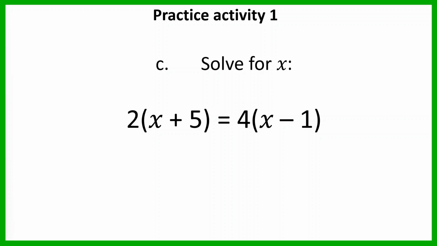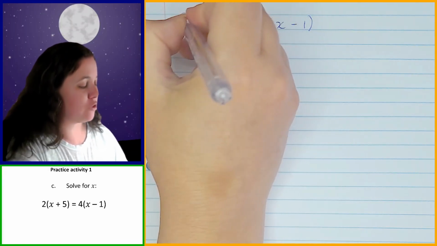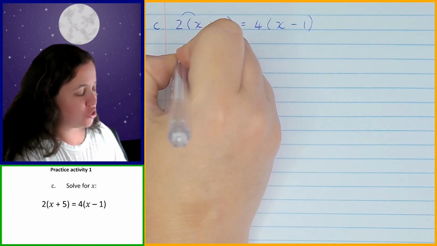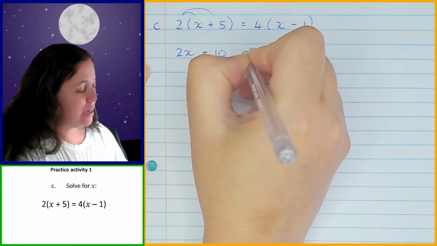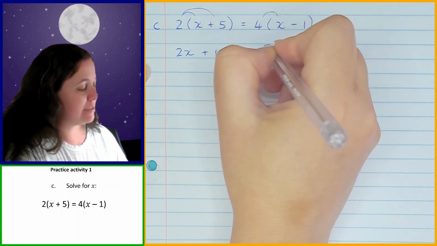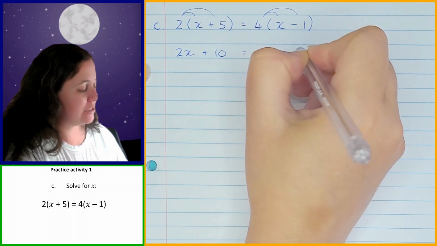Okay, so let's go through that question. First of all, I'm going to multiply out. So I've got 2 times x, that is 2x. 2 times 5 is plus 10, equals, then over here I've got 4 times x, that is 4x. And 4 times negative 1 is negative 4.